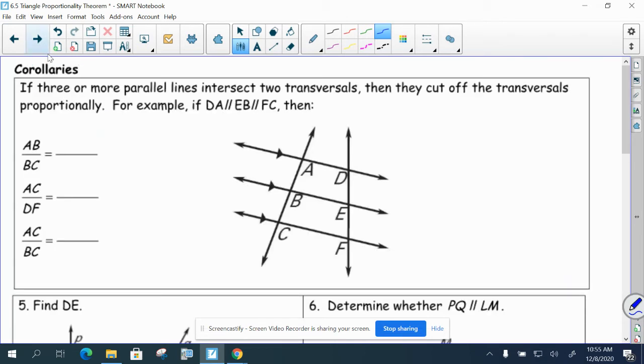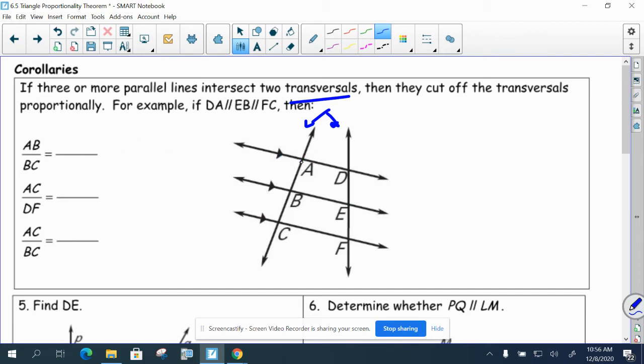All right, the corollary. I'll say that 5 times fast. A corollary means that it's an extension of your theorem. So you've got your theorem, and then your theorem also brings you to some other conclusions. So here's one of them. It states that if 3 or more parallel lines intersect 2 transversals, then they cut off the transversals proportionally. So you've got 3 parallel lines, and these are your transversals. So these parallel lines intersect your transversals proportionally.